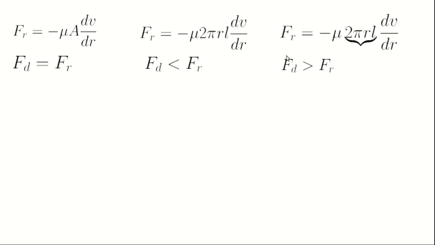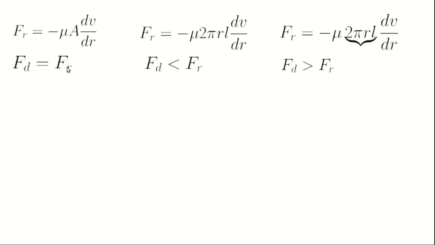But if the drive force is greater than FR, it means that you are putting on the faucet. That means it will gradually increase, but at a point this particular FD will be exactly equal to FR. So at that point when we have constant velocity, where FD is equal to FR, is what we are interested in.